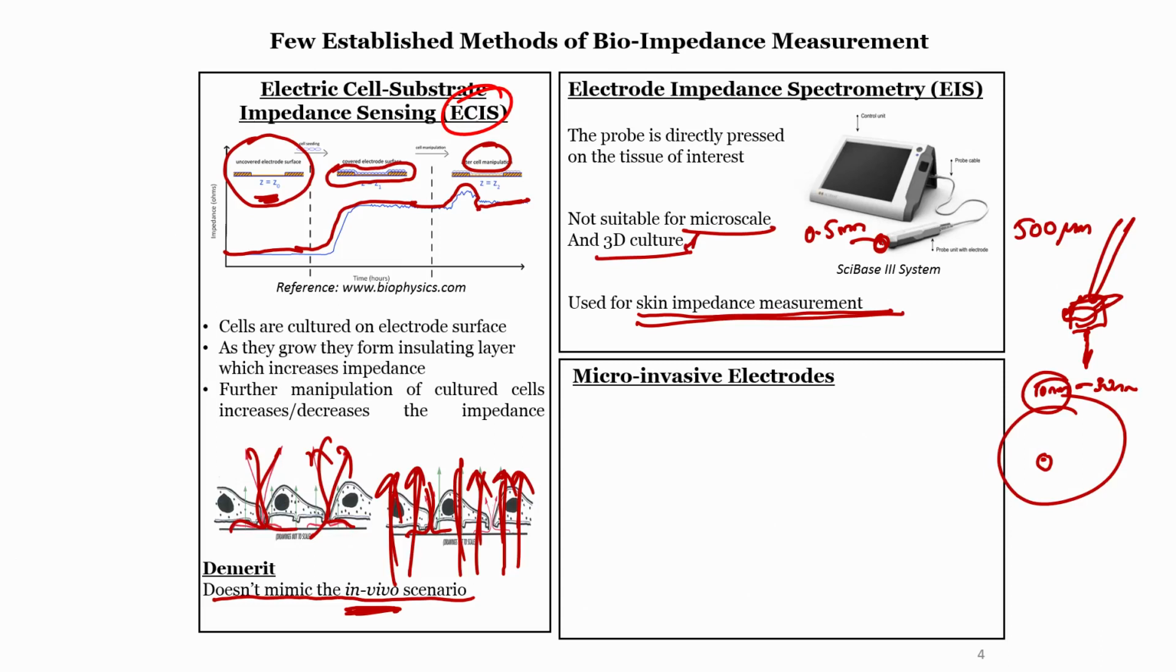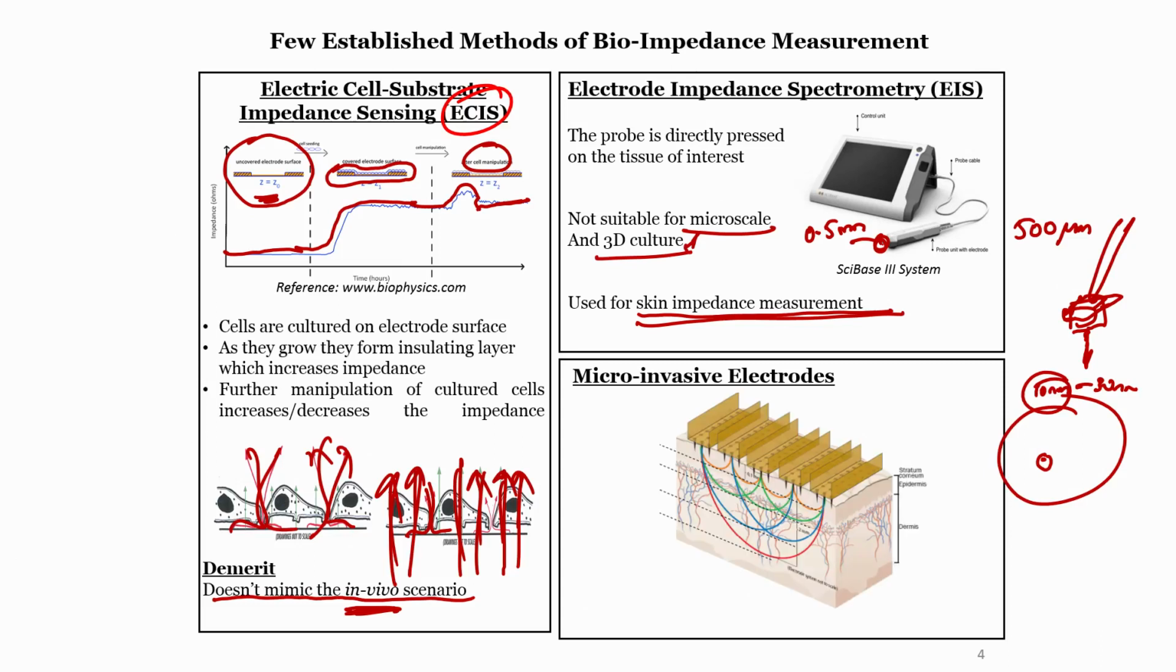Now the same electrical properties people have used as micro invasive electrodes to record nerve signals and for other applications. This is again from a US patent application, but what these micro invasive electrodes do is they are fabricated like a patch of electrodes. This becomes a patch.